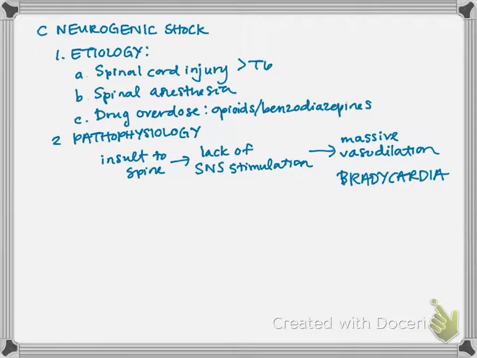The whole reason we can compensate in other types of shock is because we have a sympathetic nervous system that's saying, get that heart rate up, get that contractility up. But here in neurogenic shock, we basically have the pipes completely open, so we have no tone, we have no perfusion pressure, and also our heart is just kind of like, I don't even know what's going on. Just beating so slowly, so less than 60 beats per minute.